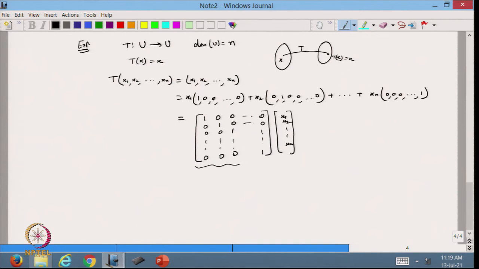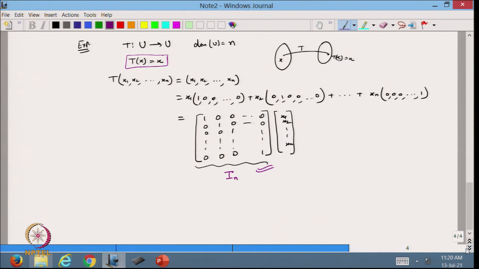So, this matrix, if you see, then this is the identity matrix of order n cross n. And also we know that this transformation is the identity transformation. So, if we are writing the matrix corresponding to the standard basis, then you can see that this identity linear transformation gives us the identity matrix. So, this way we can write the matrix corresponding to the given transformation.